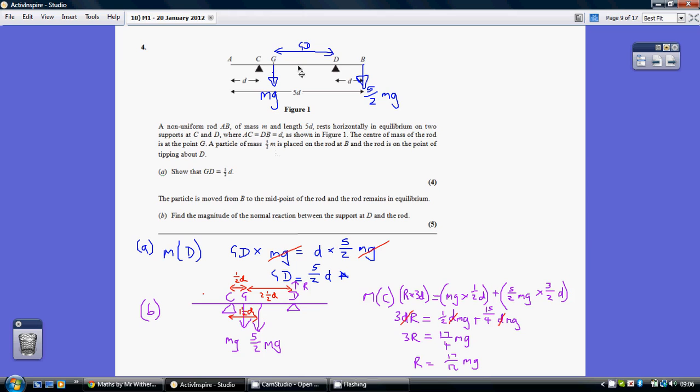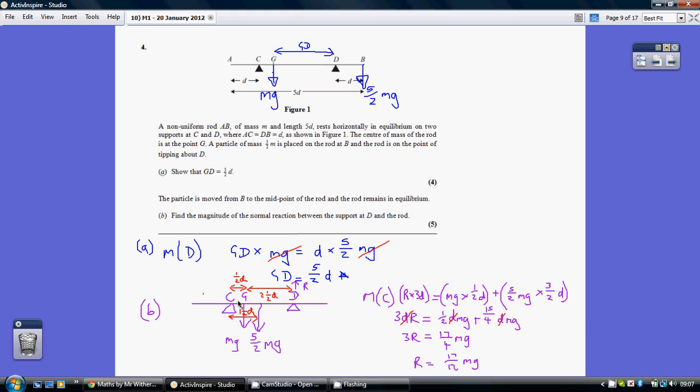So doing it in the context of distances from C, our particle that we've moved to the centre of the rod, well, the centre of the rod is 2.5d from A, but given A to C is d, that is 1.5d from C to the centre of the rod. So that's important. Make sure you understand where that 1.5d comes from. The distance from C to G remains as is.